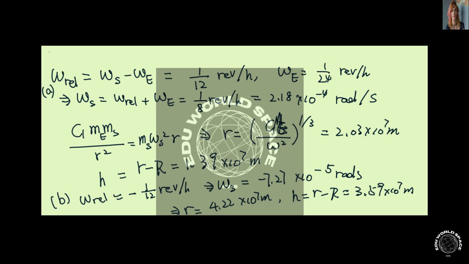So we have this angular speed of the satellite. We plug it into the equation we just got, and we get that the radius in question B is 4.22 times 10 to the 7 meters. And the height, the radius minus the radius of the Earth, is 3.59 times 10 to the 7 meters.